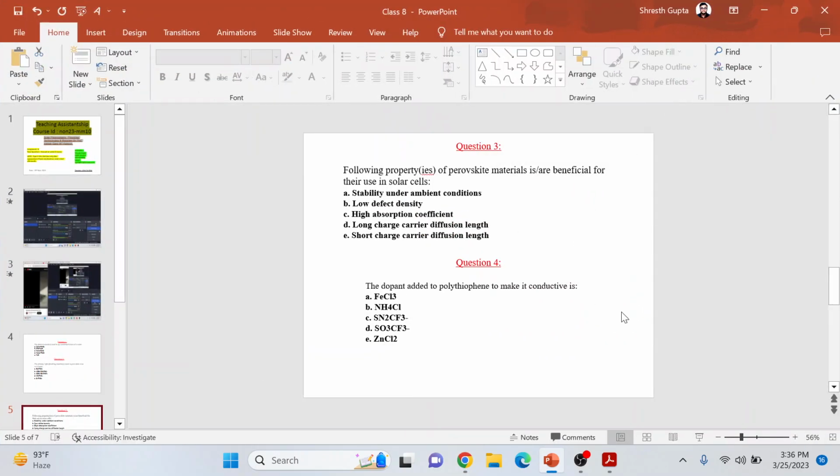The next question is saying the dopant added to polythiophene to make it conductive is FeCl3, NH4Cl, SN2CF3 minus, SO3CF3 minus, or ZnCl2. Option D, SO3CF3 minus. Why is that? Sir, that was taught in class. Okay, so why SO3CF3 minus? Why not NH4Cl or FeCl2 or ZnCl2?